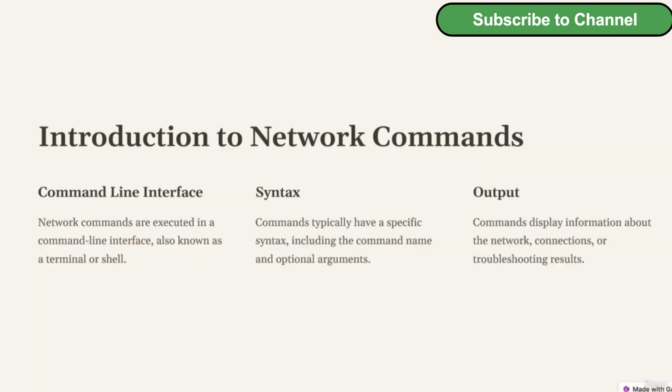So, introduction to network commands. Some network commands are used in fault finding. These are the types: command line interface, syntax, and output. Under command line interface, network commands are executed in the command line interface, also known as the terminal or shell. Syntax: the commands typically have a specific syntax, including the command name and optional arguments. And then output: the command displays information about the network, its connections, or troubleshooting results.